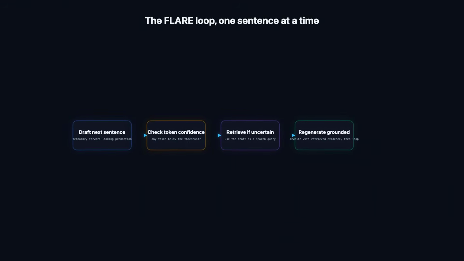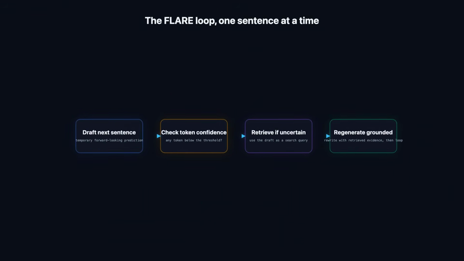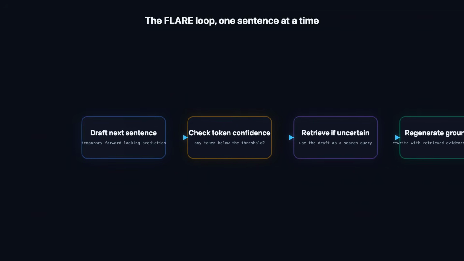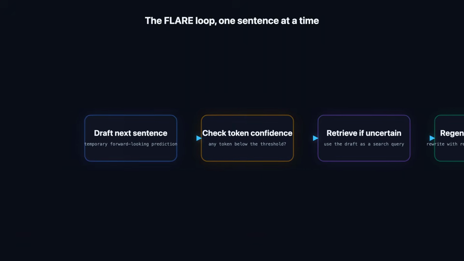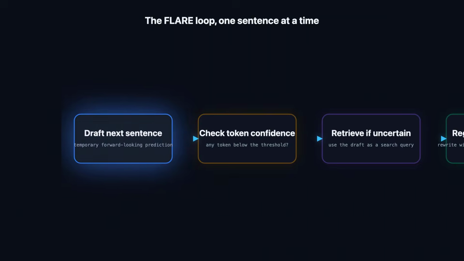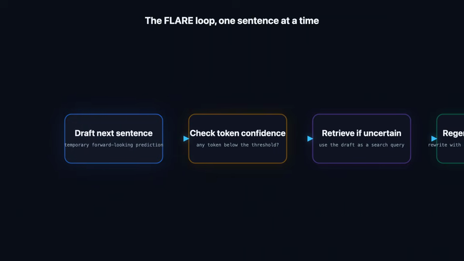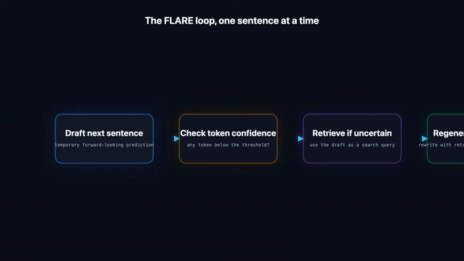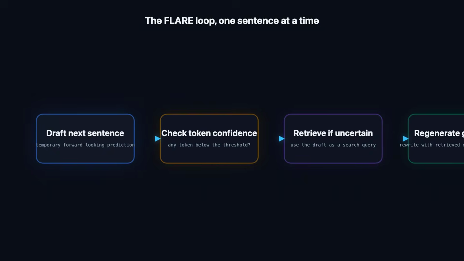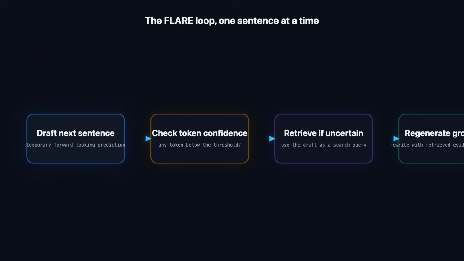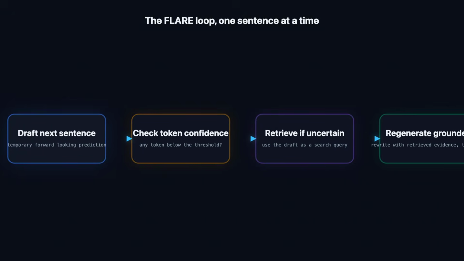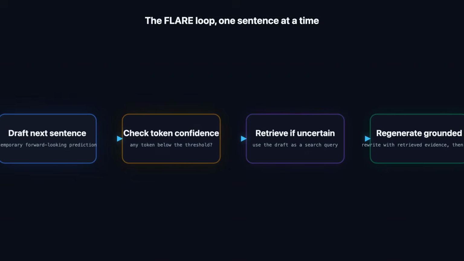Here is the loop Flair runs over and over for every sentence it produces. Watch how a single draft decides whether the model reaches for new evidence. Everything starts with a guess. The model writes a temporary draft of the sentence it is about to produce, looking forward instead of backward. This forward-looking prediction is the heart of the method, because that provisional sentence becomes the signal for whether outside knowledge is even needed right here.